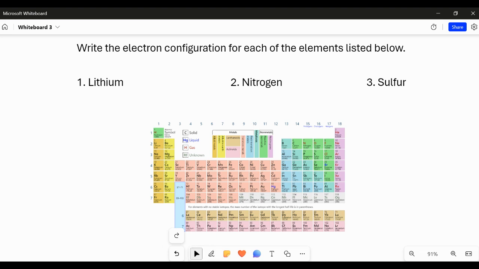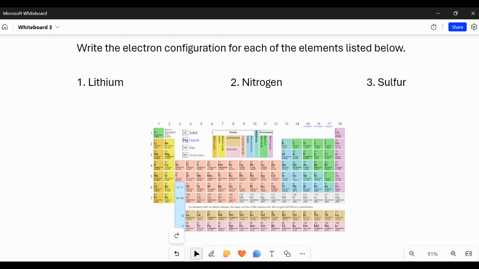Today we're looking at electron configurations. So, the challenge that we have here is to write the electron configuration for each of the elements listed below. We have three elements listed: lithium, nitrogen, and sulfur. So, we want to write the electron configurations for these.